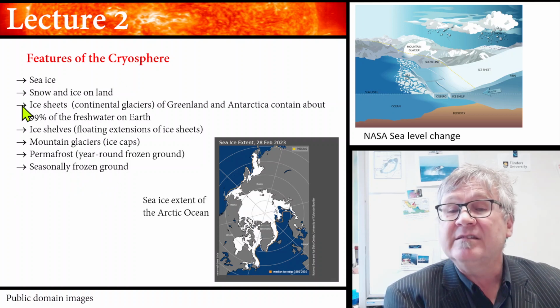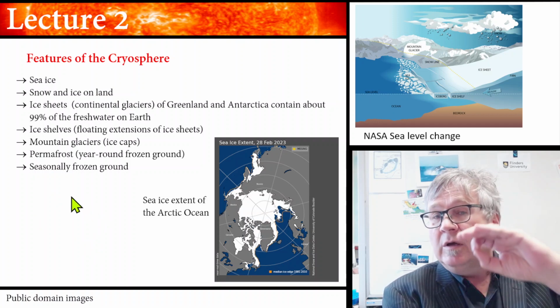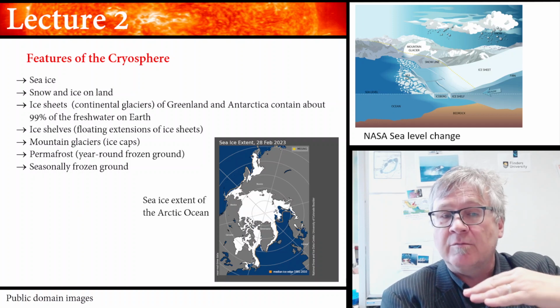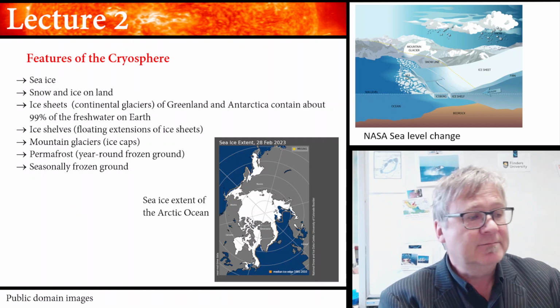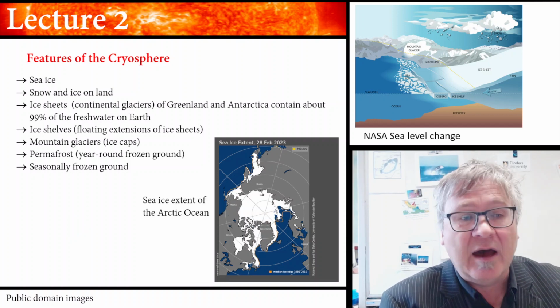Okay, and the ice system is very, very important because it modifies the reflection of solar radiation. It reflects. Okay, let's go to the next part of this lecture.